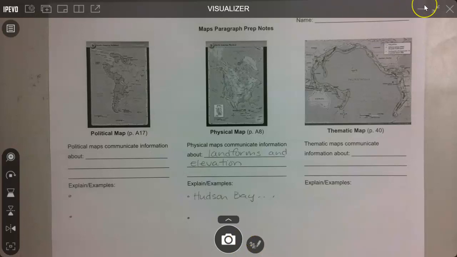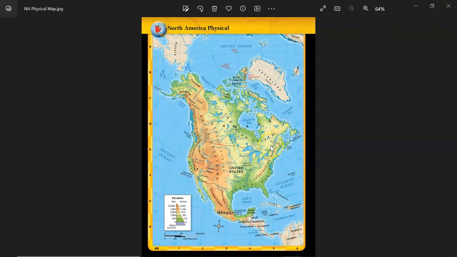All right, so I'm going to put up this map again. Talk to your reader about not just landforms, but about how elevation is shown on the physical map.